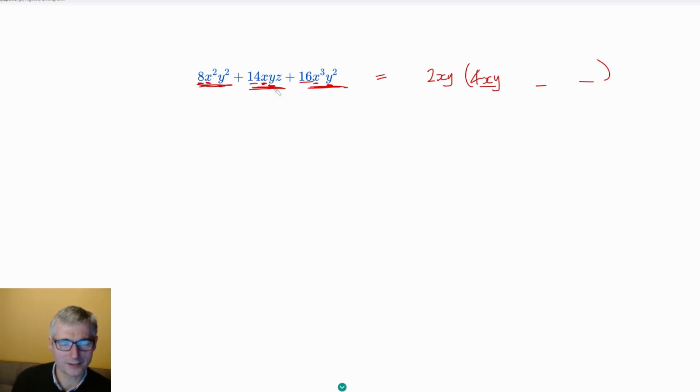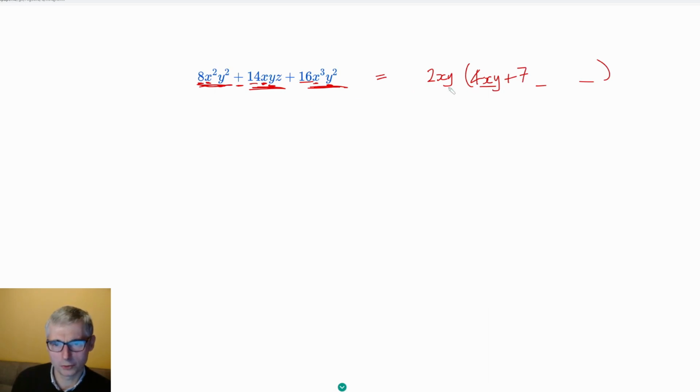Now we're looking at the next one. We've got 14xyz. So we need to say, first of all, the number, and it is a positive, so we can put a plus there as well. That's a positive in front of the 14. So we need to go from 2 to 14. So we've got to write a 7 there.